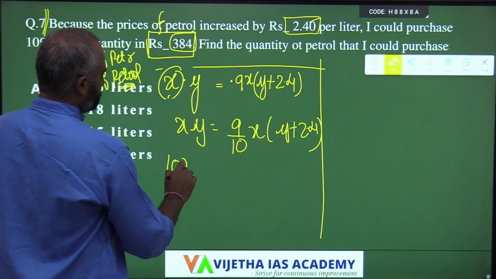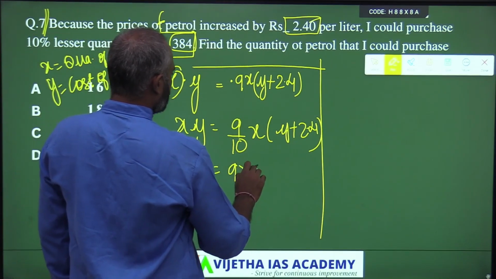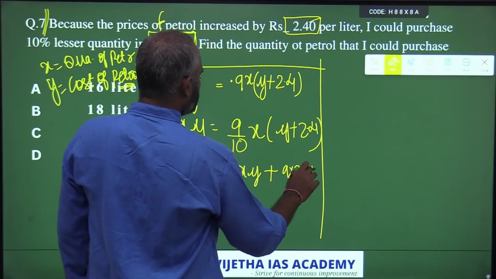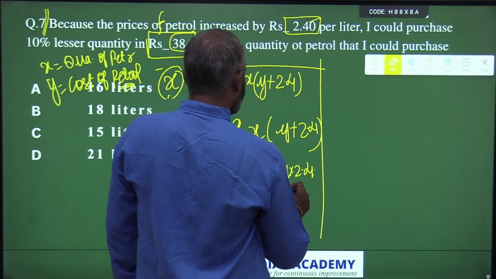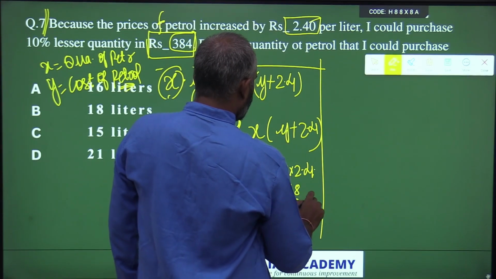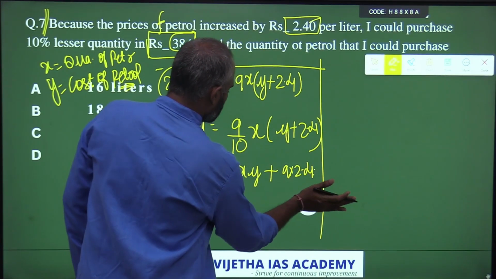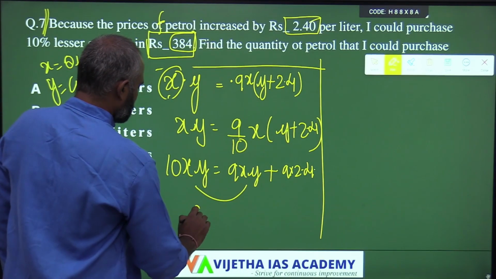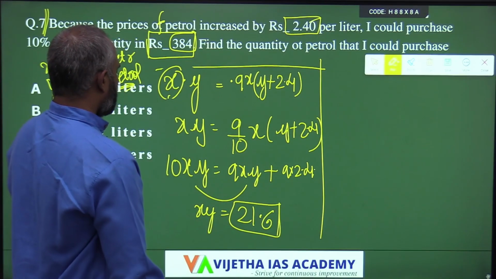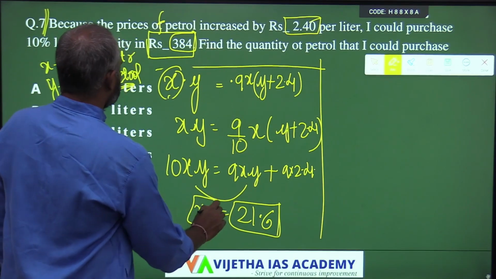Take this here. 10xy is equal to 9xy plus 9 into 2.4, which is 21.6. So 10xy minus 9xy will be 21.6 times x.